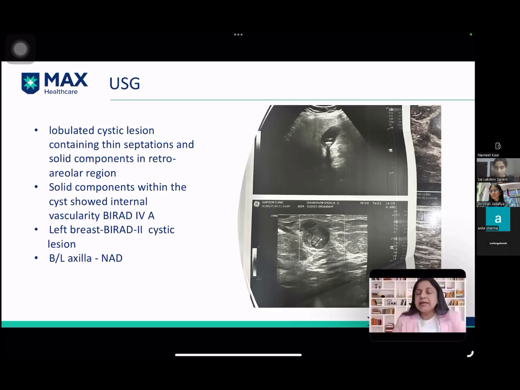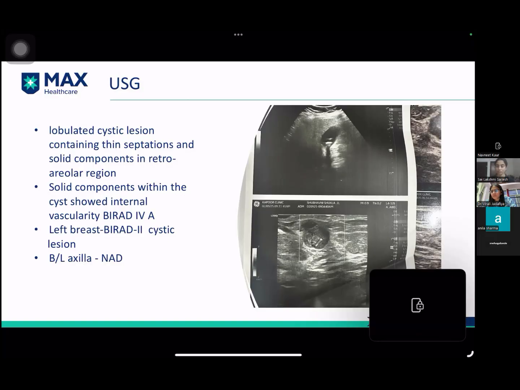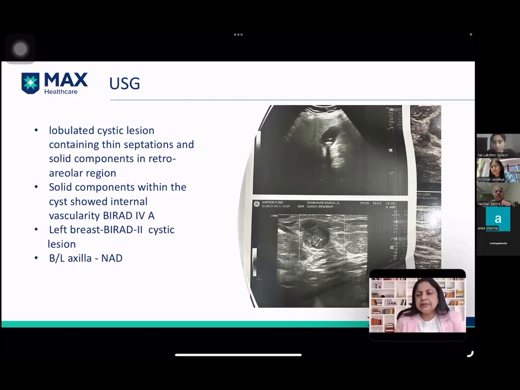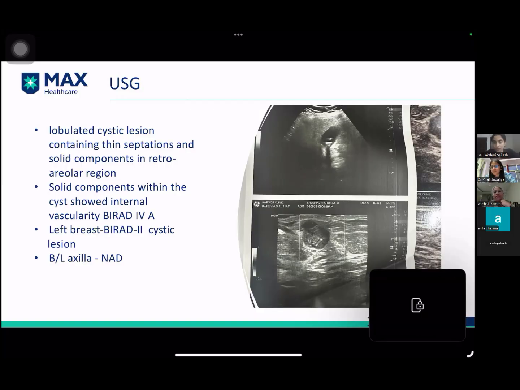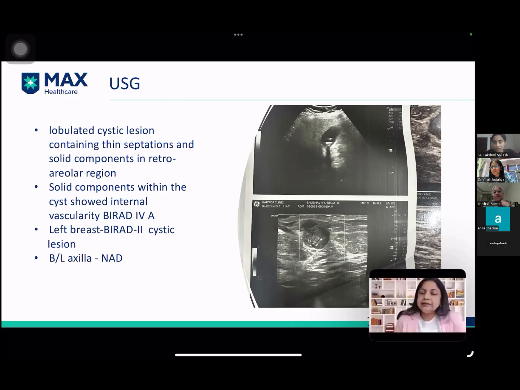Yeah, hydrodissection can be done. We can give a little saline between the lesion and the skin. About 5 cc or 10 cc of saline will be enough to dissect it away from the skin, and we can do a VAB for a better diagnosis to decrease the chances of upgrade. So is the VAB only for confirming the diagnosis or with a therapeutic intent? With the therapeutic intent, I think. But then we wouldn't know the margin status.